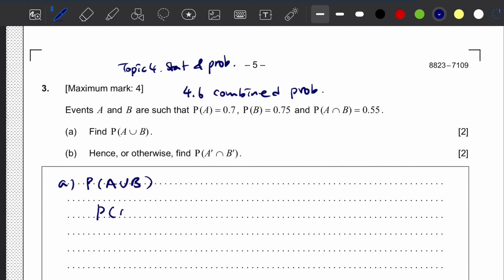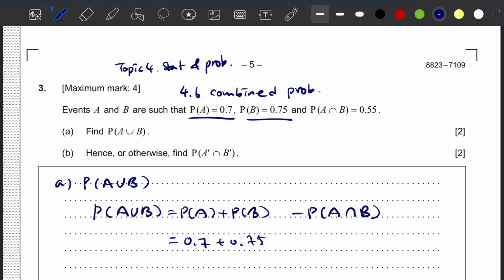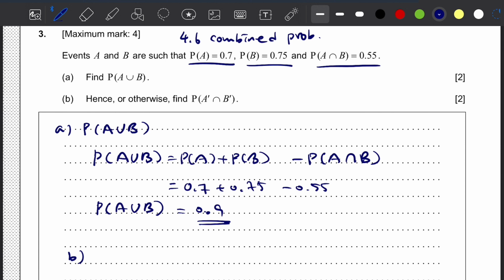So that means we have to use the formula P(A) plus P(B) minus P(A intersect B). From the question, we already know that P(A) is 0.7, P(B) is 0.75, and P(A intersect B) is 0.55. Then we can say that the probability of A union B is 0.9. Okay, then question B, hence or otherwise, we need to find the probability that A complementary intersect B complementary.